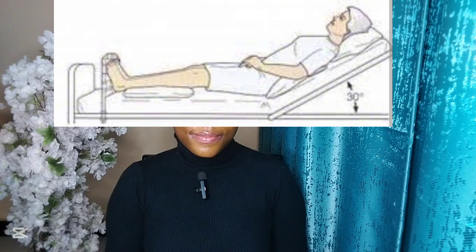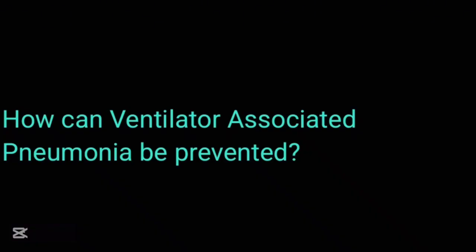Regular cleaning of the patient's mouth. This can help to remove secretions from the patient's mouth, and this can prevent these secretions from getting into the patient's trachea, the windpipe, and eventually into the patient's lungs.